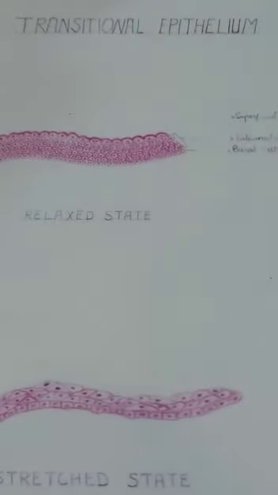Now we come on to this epithelium in the stretched state. The basal layer is of the cuboidal cells, and the superficial layers, all of them, have become flattened. So 2 to 3 layers of the cells with flattened cells in the topmost layer. So these dome shaped cells here have become flattened. So this is the stretched state transitional epithelium. Thank you so much.